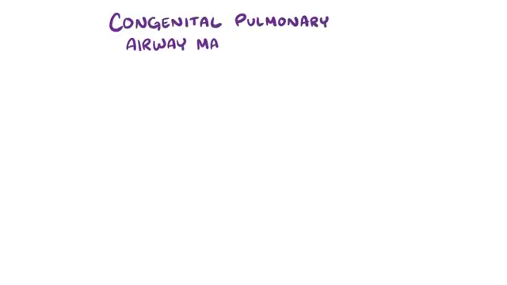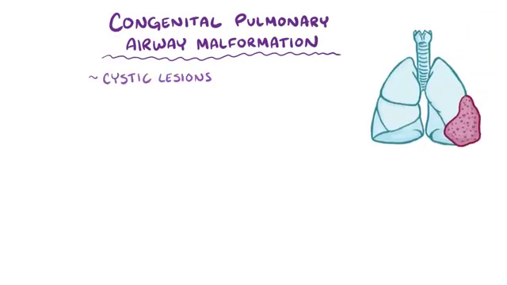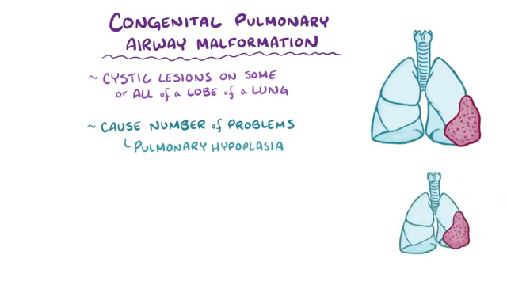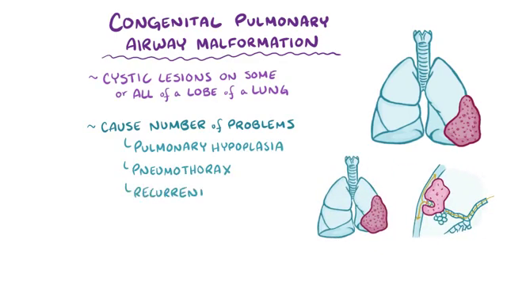Alright, as a quick recap, congenital pulmonary airway malformations are cystic lesions that occupy some or all of a lobe of a lung. They can cause a number of problems like pulmonary hypoplasia, pneumothorax, and recurrent infections, so they're usually surgically removed.